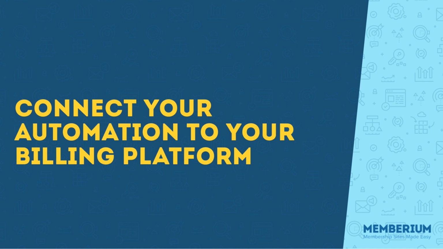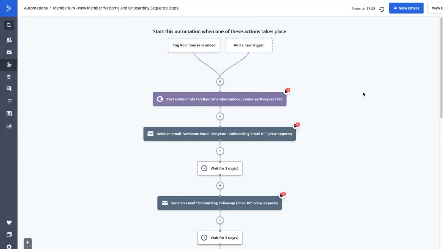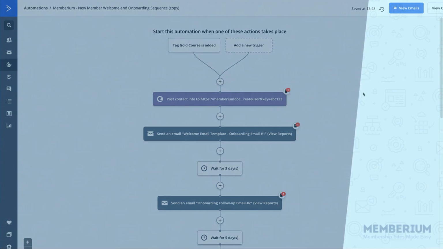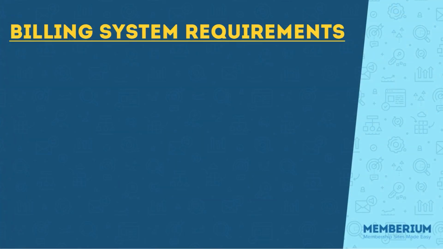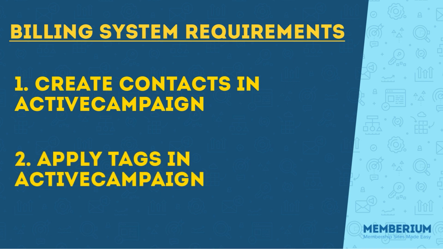In this video, we're going to be talking about how to connect Memberium for ActiveCampaign and the new automation we just set up with your e-commerce platform. So we have our automation created, and we need to hook it up to our billing system. Memberium doesn't have a built-in billing system, but we work with any billing system that works with ActiveCampaign. The basic requirement is the system that you use has to create a contact record in ActiveCampaign, and it needs to be able to apply tags to records in ActiveCampaign.